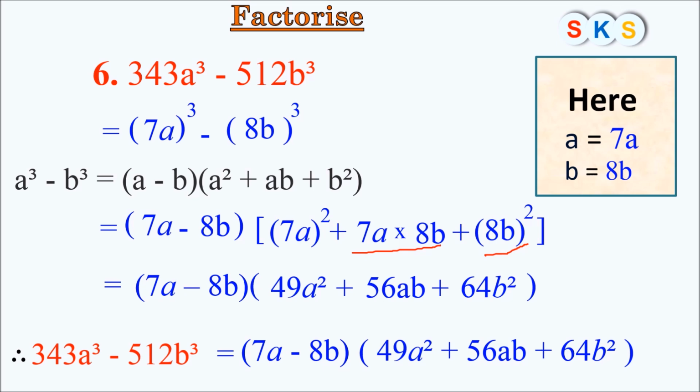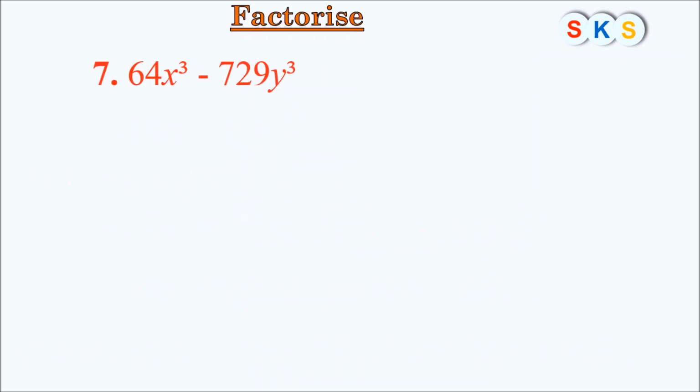In the second bracket we have 49a square plus 56ab plus 64b square. Now here we have question number 7. Here the first term is 64x raised to 3, and it is the cube of 4x, and the second term is the cube of 9y.